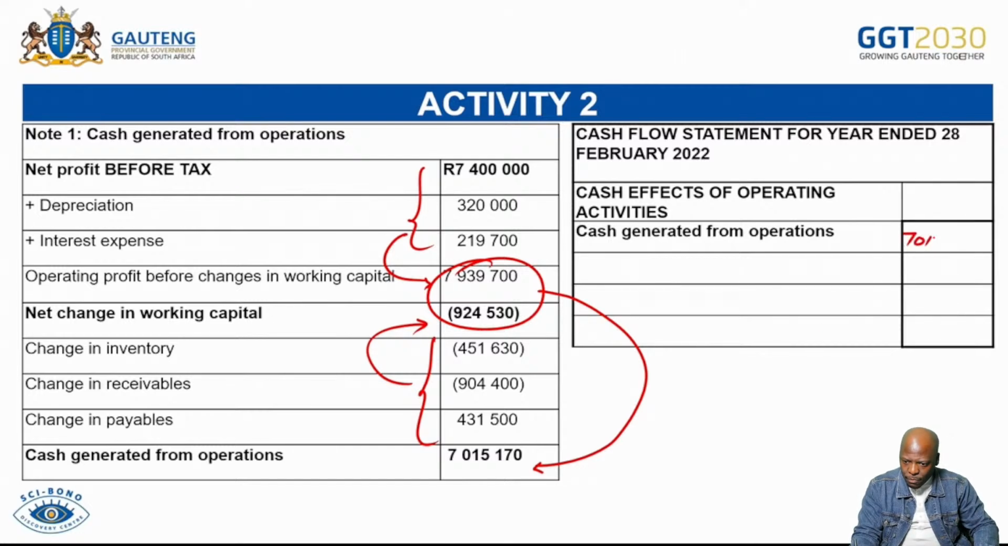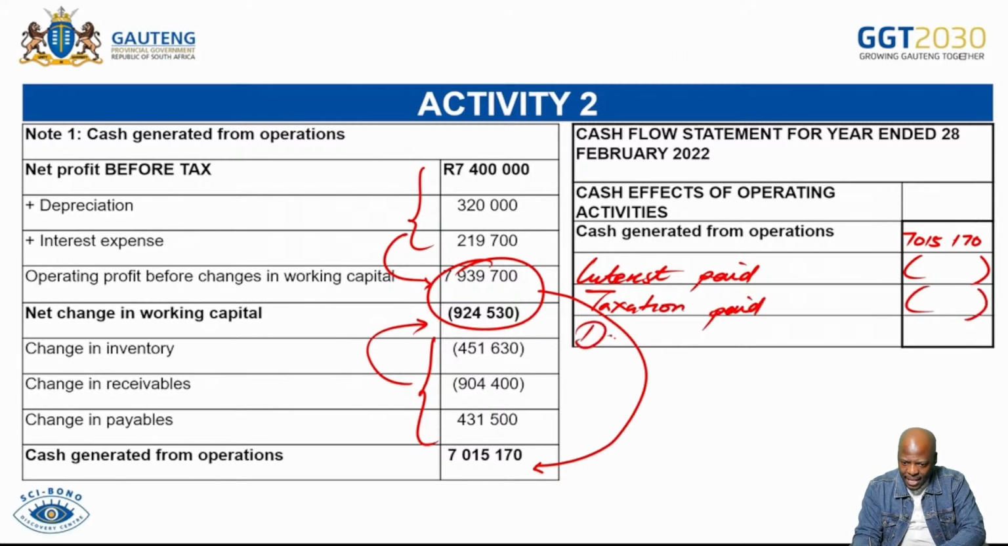7,015,170. At the same time, I know that in my cash flow statement, I'm going to have 3 aspects which are paid. So I'm going to have my interest paid, in brackets, taxation paid, in brackets, dividends paid, in brackets. That is straight on.